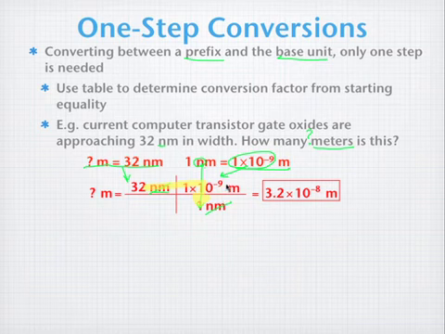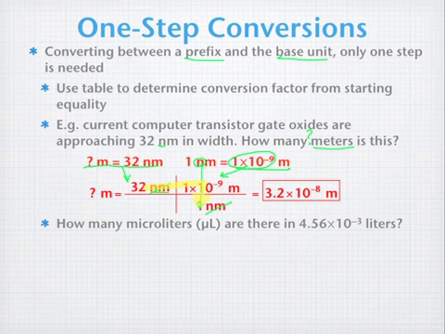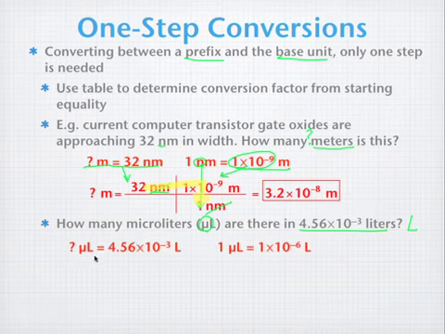Alright, let's try a different way. Let's see how many microliters there are in 4.56 times 10 to the minus 3 liters. So we're going to start with our base unit. Liters is L, capital L. And we're going to go to microliters. So let's set up our equality and our conversion factor. Our equality, how many microliters are there in 4.56 times 10 to the negative 3 liters? Micro from the conversion table is 1 times 10 to the minus 6 liters.